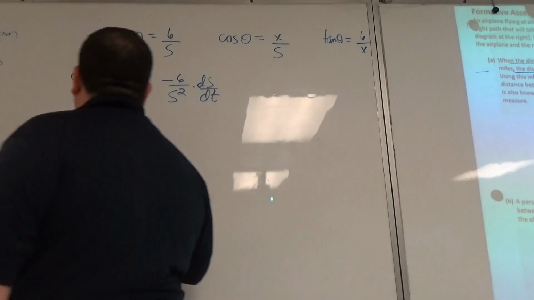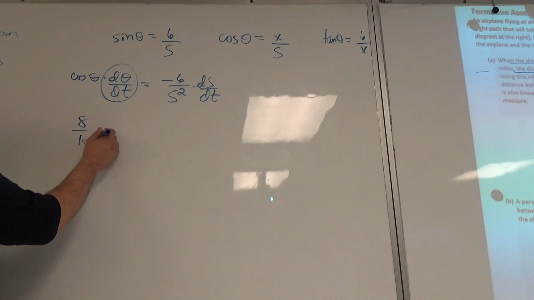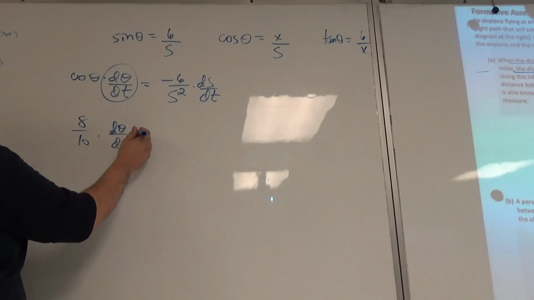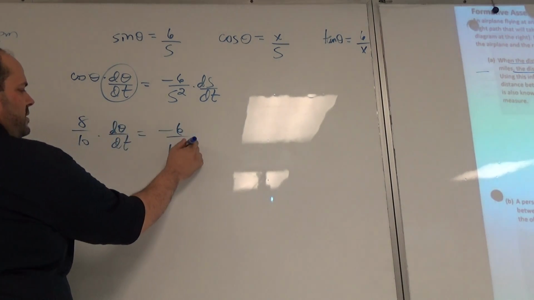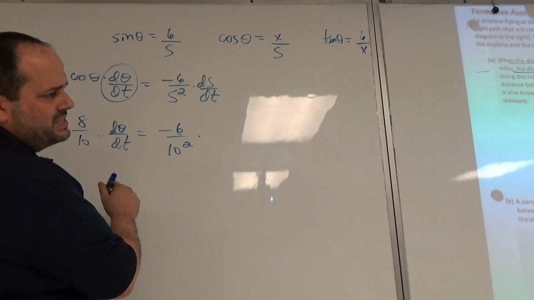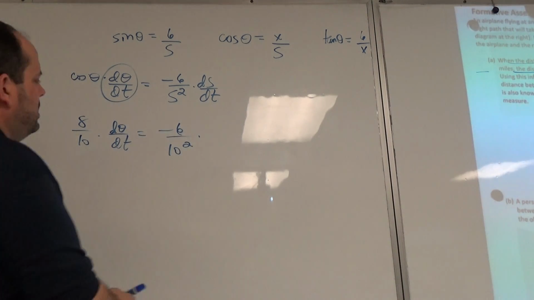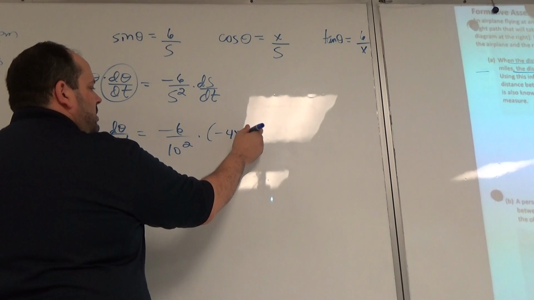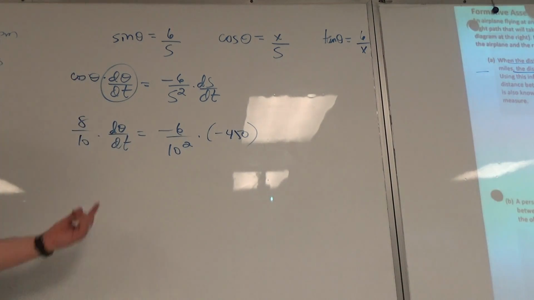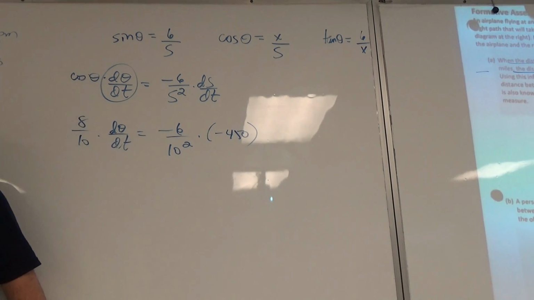So you're going to have something that looks like 8 over 10 d theta dt equals negative 6 over 10 squared times ds dt. And what was ds dt? Negative 450. And then you'll just solve it for d theta dt.